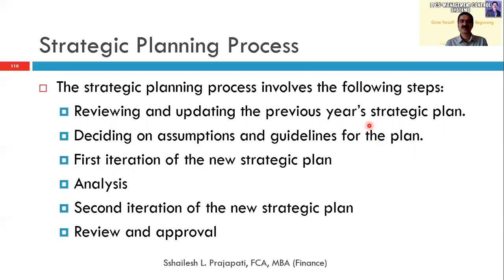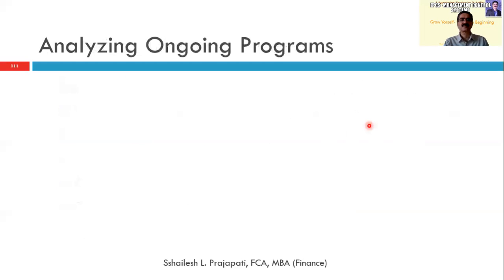First iteration of the new strategic plan, then we will prepare to circulate, then analysis, then second iteration of the new strategic plan, and review the whole strategic planning, and then approval, and then it will go for the process. This is the strategic planning process. Although it looks very difficult, once you are into strategic planning, it is quite simple and people will love to plan strategically.